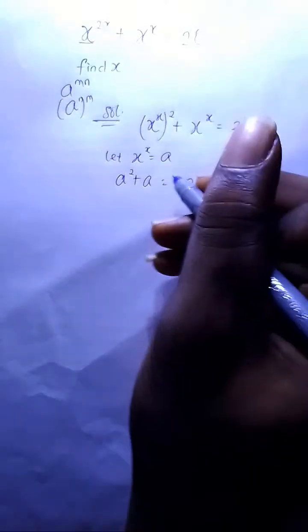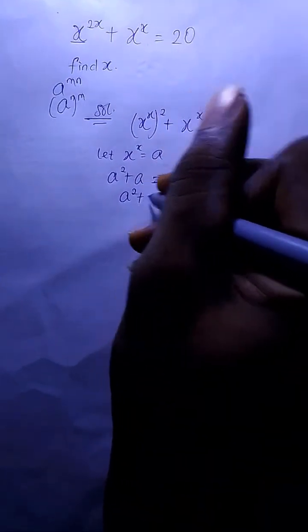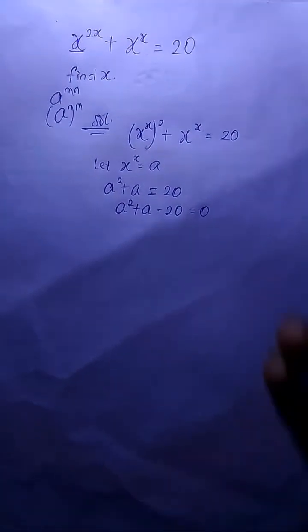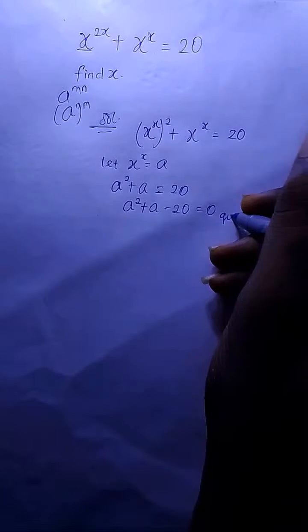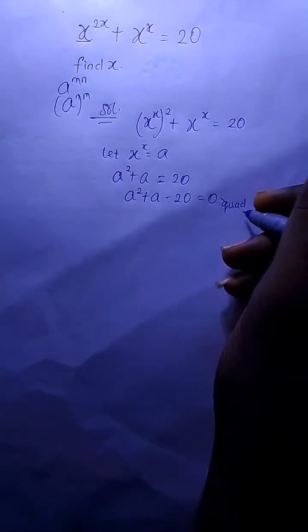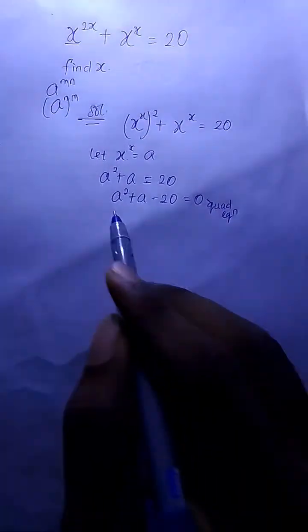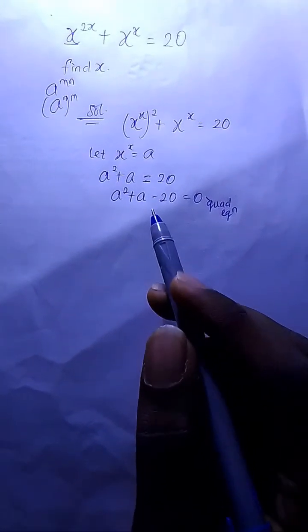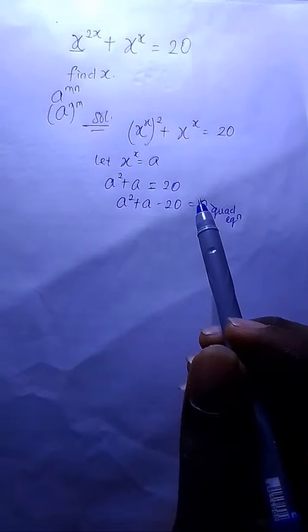So from here, we bring this 20 to this side of the equation, we have a squared plus a minus 20 equals 0. So from here, what do you have? We have a quadratic equation. So what do you do in a quadratic equation? You use your quadratic formula in the equation.